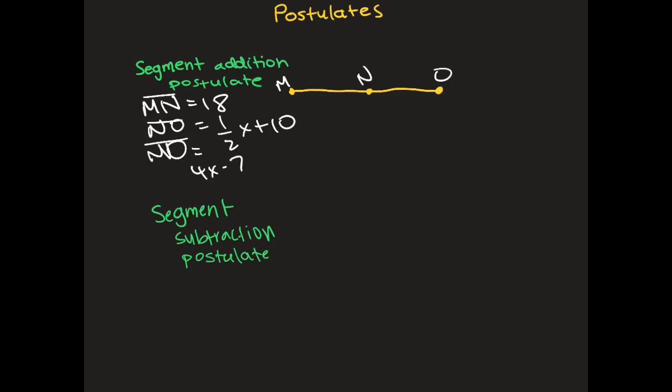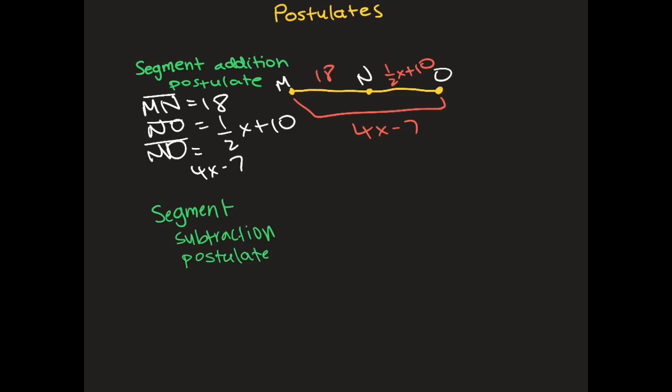Let's immediately plug that in: 18, 1/2 x plus 10, and this entire thing is going to be 4x minus 7. This is pretty simple, except you just have to know that MN plus NO is equal to MO. If you think about it logically, it makes sense: MN is part of the line, and NO is the other part of the line.